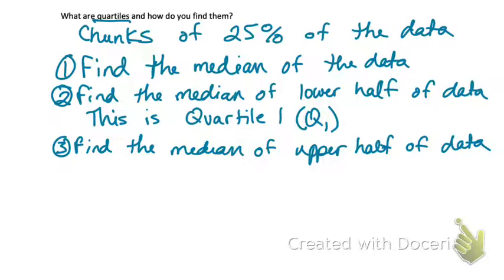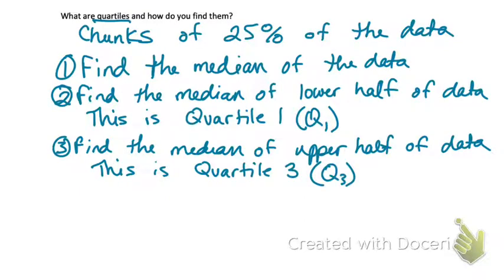What do you think that is called? Why 3? Why not 2? The median's 2. This is quartile 3, or Q3. So let me draw you guys a visual of why it is Q3 and not Q2, which is what most people would say it is.